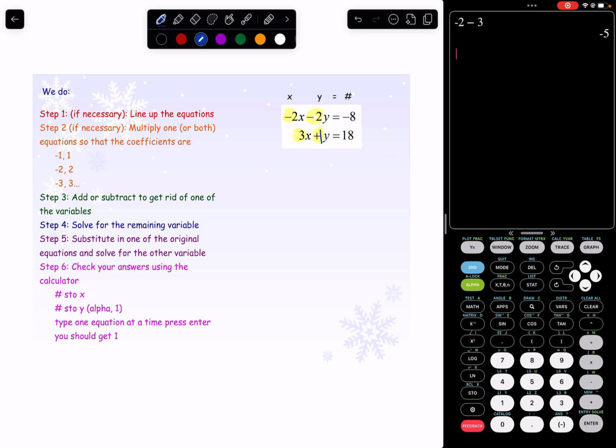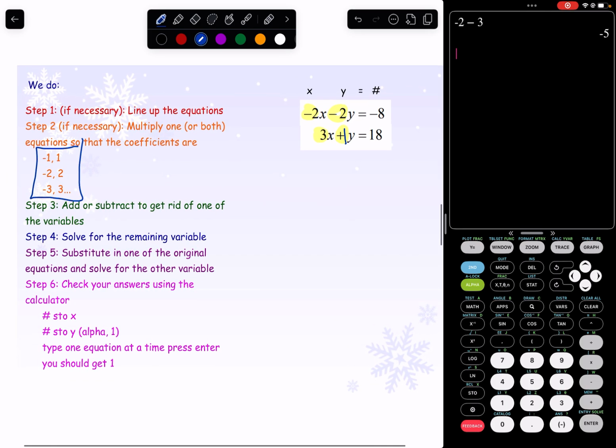And I won't be able to eliminate any variable because, remember, I need the coefficients to be the same number, just one negative, one positive. In order to make that happen, I'm going to need to multiply one of the equations, and in some cases it will be both, in order to get rid of one of the variables.